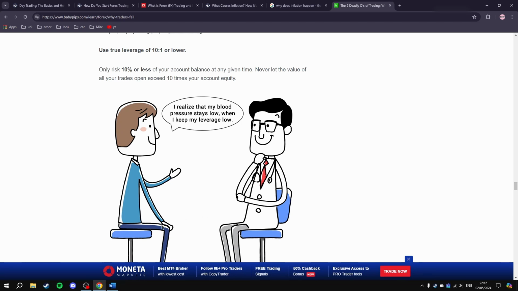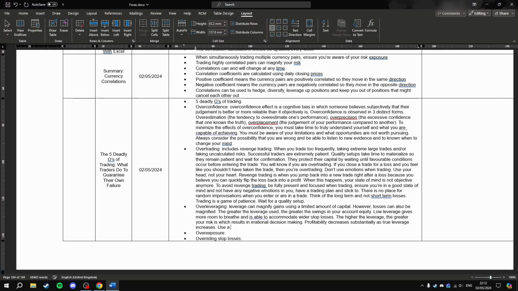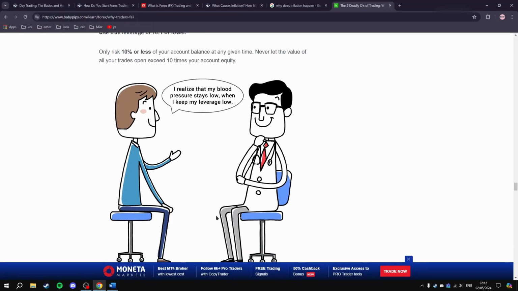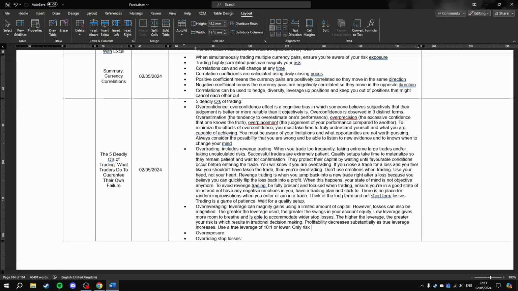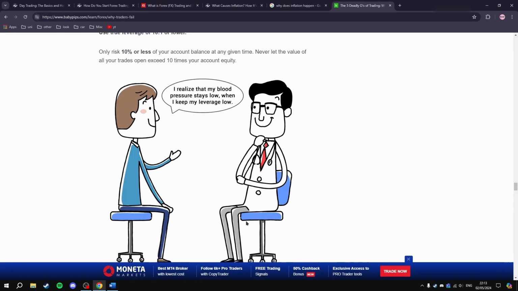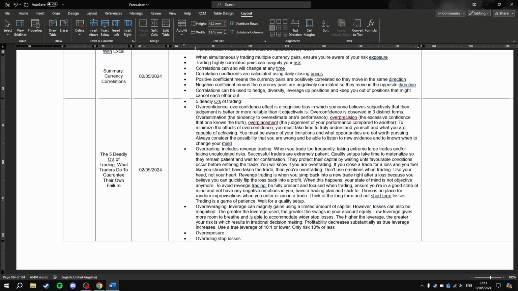Use a true leverage of 10 to 1 or lower. Only risk 10% or less of your account balance at any given time. Never let the value of all your open trades exceed 10 times your account equity. I realise that my blood pressure stays low even when I keep my leverage low.